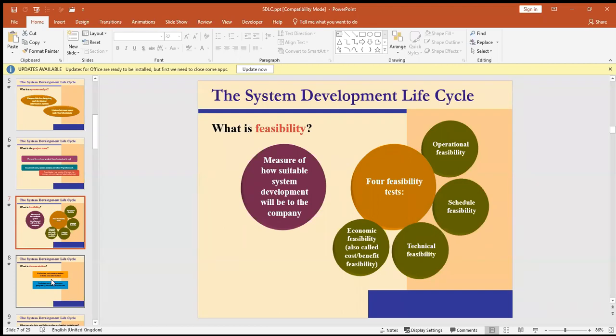So meaning you don't just wake up and start implementing a system. You must first analyze and look at it from all angles, and see whether it is really required for the project to be done. Then under feasibility, there are different types of feasibility study, such as operational feasibility.